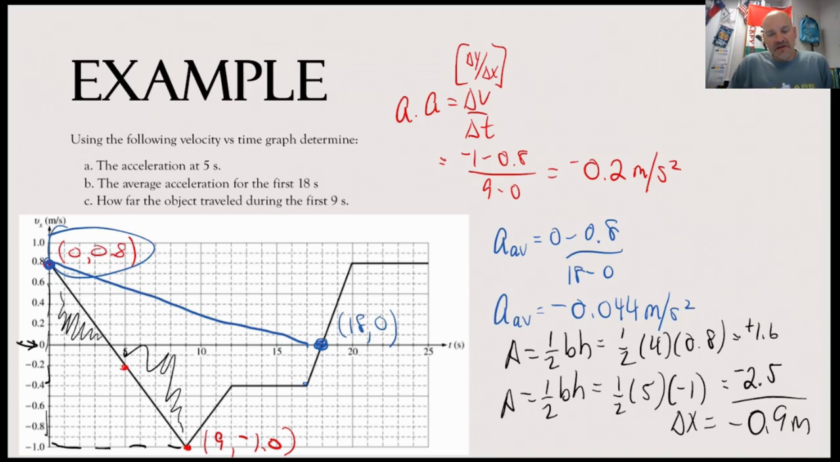All right, so that ends our representing motion. Next thing we're going to do is talk about frames of reference and relative velocity. Not necessarily a new topic, but something that's important because if you change frames of reference, you're going to change motion.